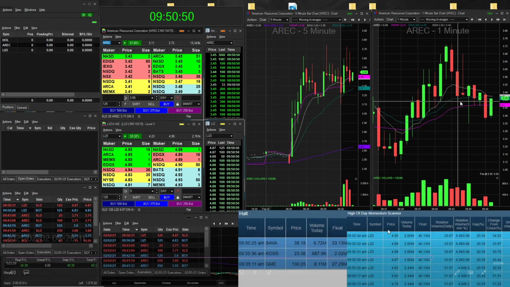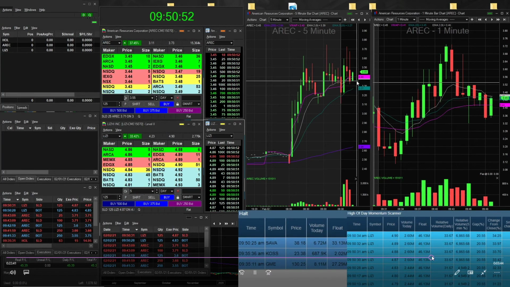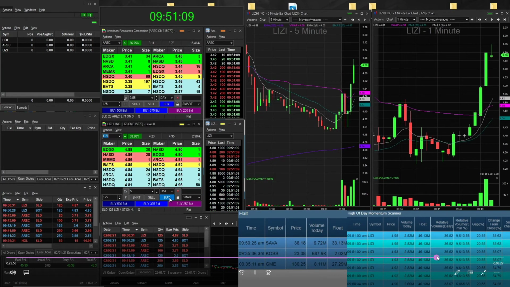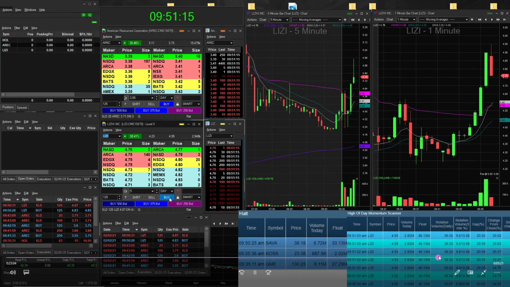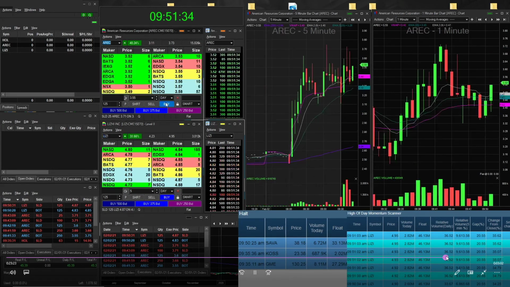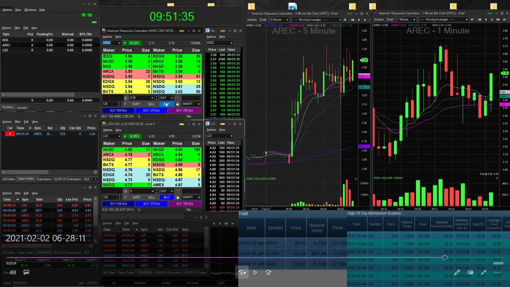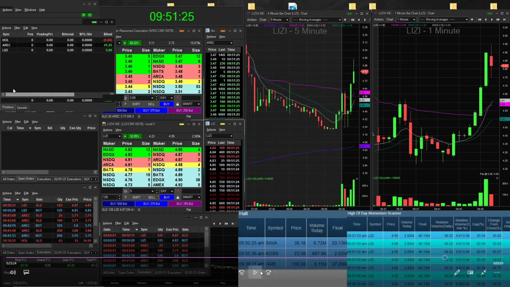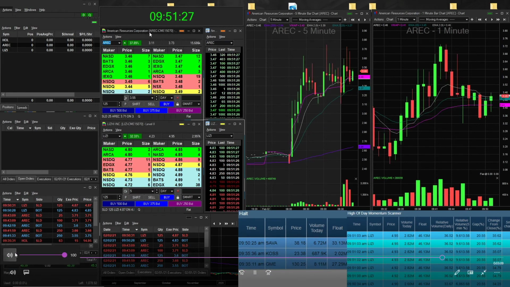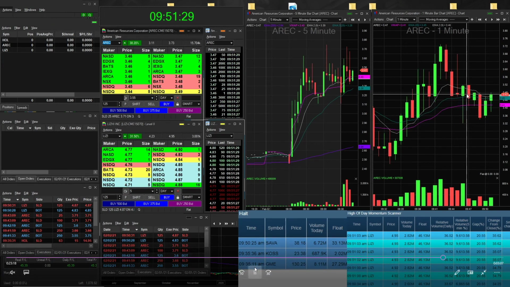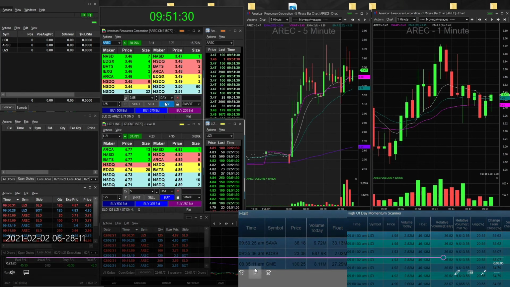Let's see here. Final trade is on AREC for a bounce off of the VWAP. So let's go over to it. Okay, so what ends up happening here is we're watching AREC over 50. It had just bounced off VWAP, and we're looking for this over 50.